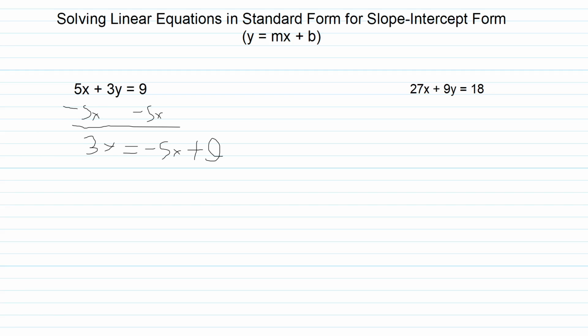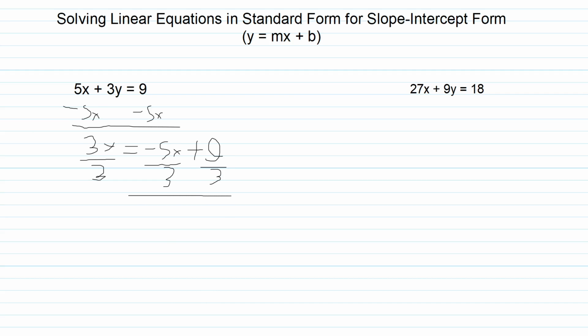We have to divide both sides by 3 to isolate the variable on the left side. Right now, the variable on the left side has a coefficient of 3. We want it to have a coefficient of 1. To begin, we will divide the left side by 3. Next, divide the first term on the right side by 3, negative 5x, and divide the second term on the right side by 3, 9.